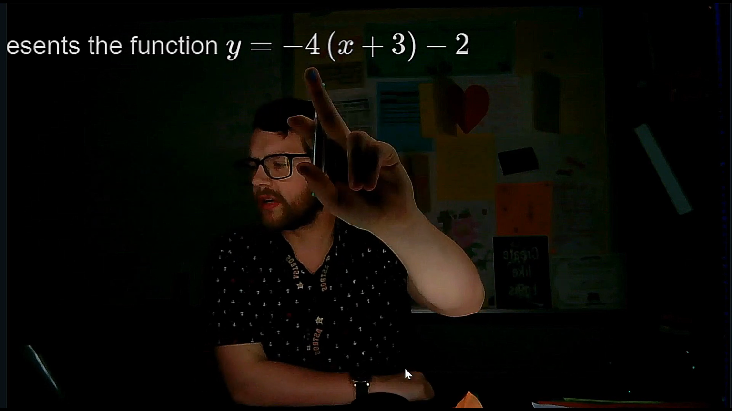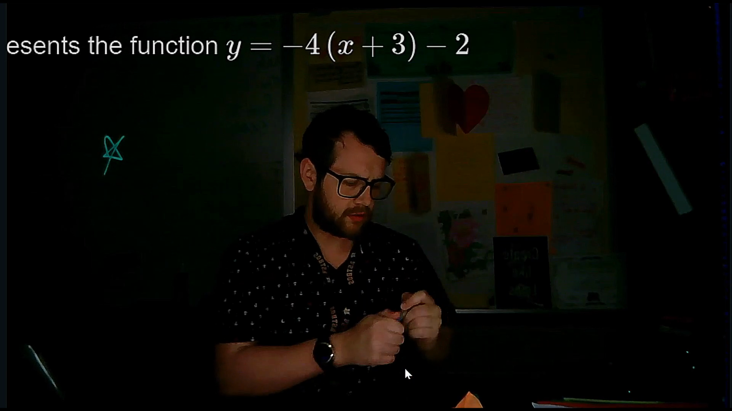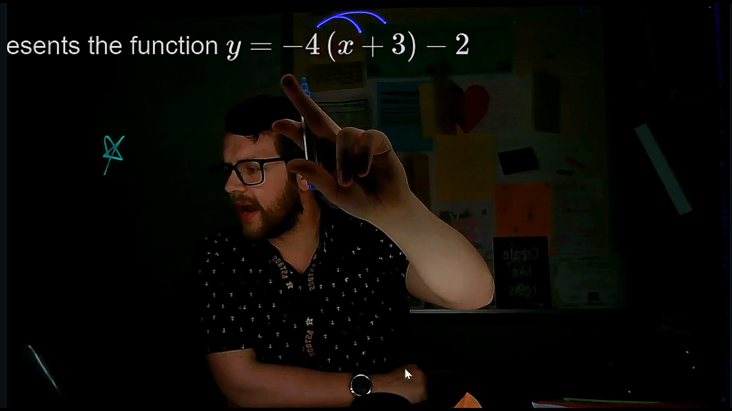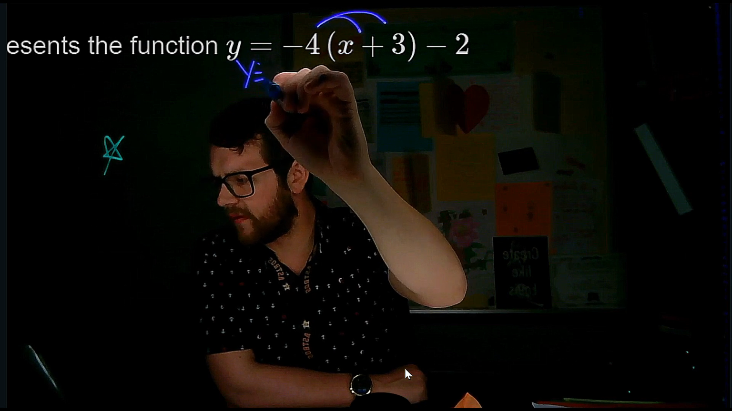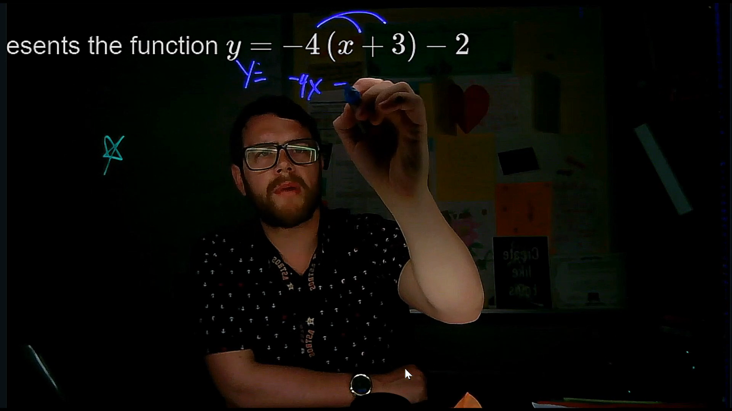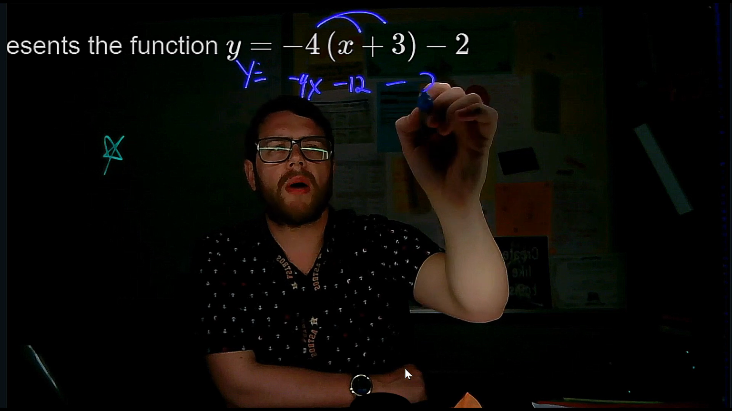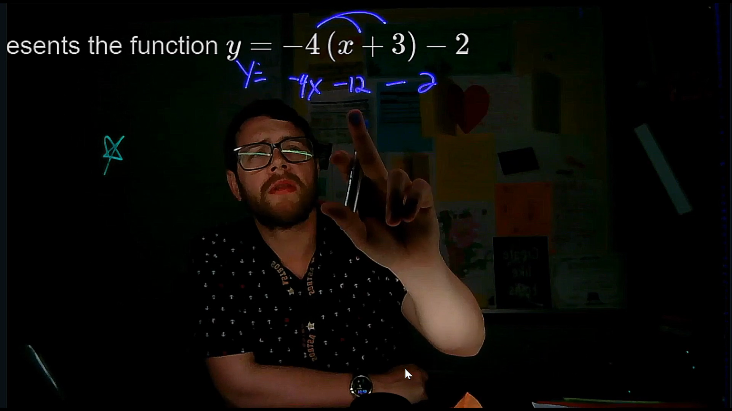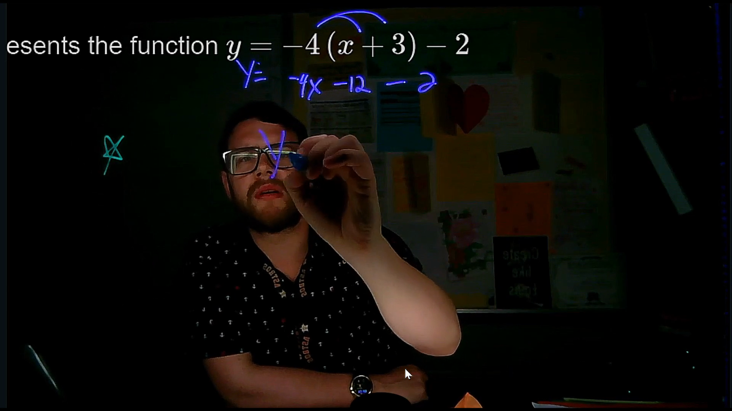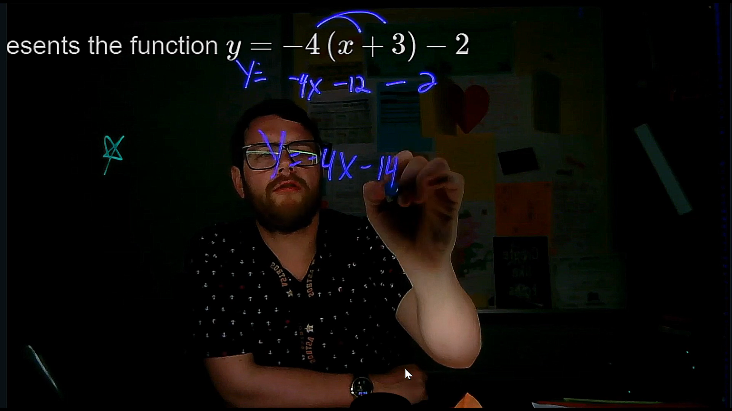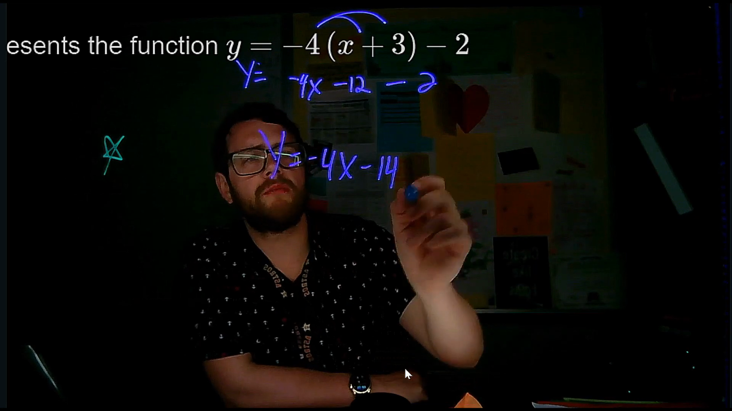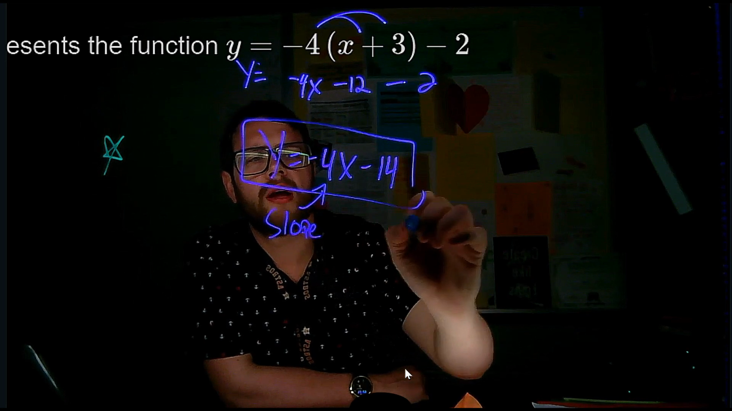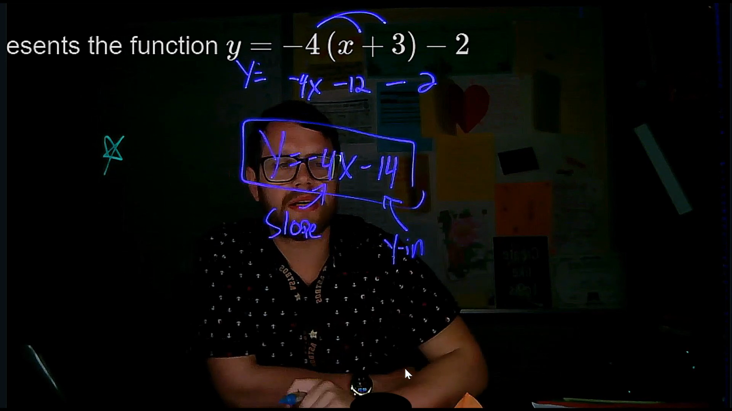Here we go. So let's start with the distribution. -4 times x will have y equals. I want to write everything. Y equals -4x minus 12. And then we're going to drop that -2 that just dropped down. Nothing changes there. And now we're going to combine like terms. -12 and -2 are going to combine to give me -14. So this is my slope-intercept equation where the slope is -4 and the y-intercept is -14.